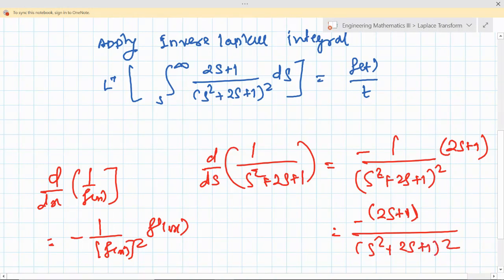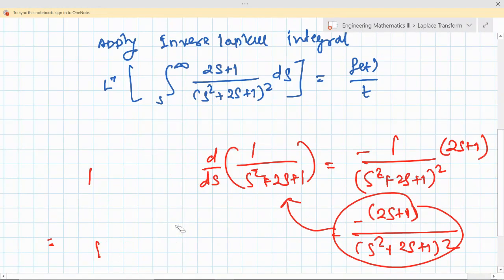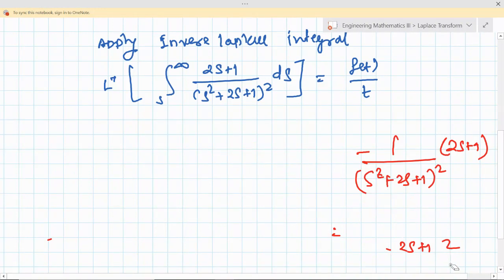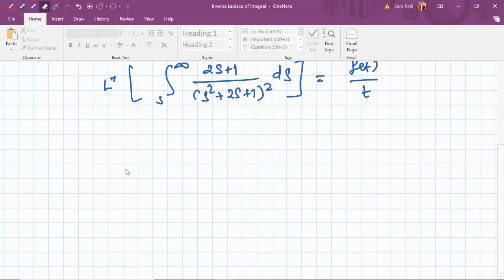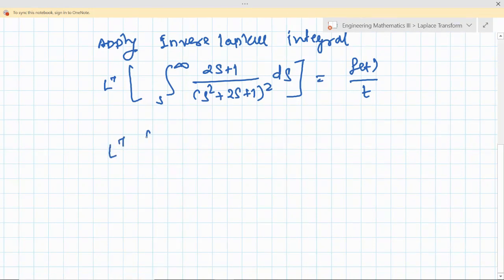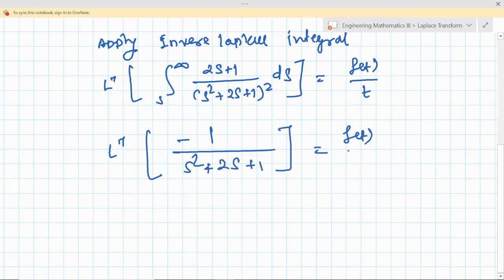And if we take the integration of this, you will get this. Now we are taking the integration, the minus sign we just shift. So with this understanding, we have the derivative and we have the integration. Therefore the integration of this is nothing but the inverse Laplace of minus 1 upon s square plus 2s plus 1. This is equal to f of t divided by t. This is my integral. This is my answer. Now we just need to adjust some things here.